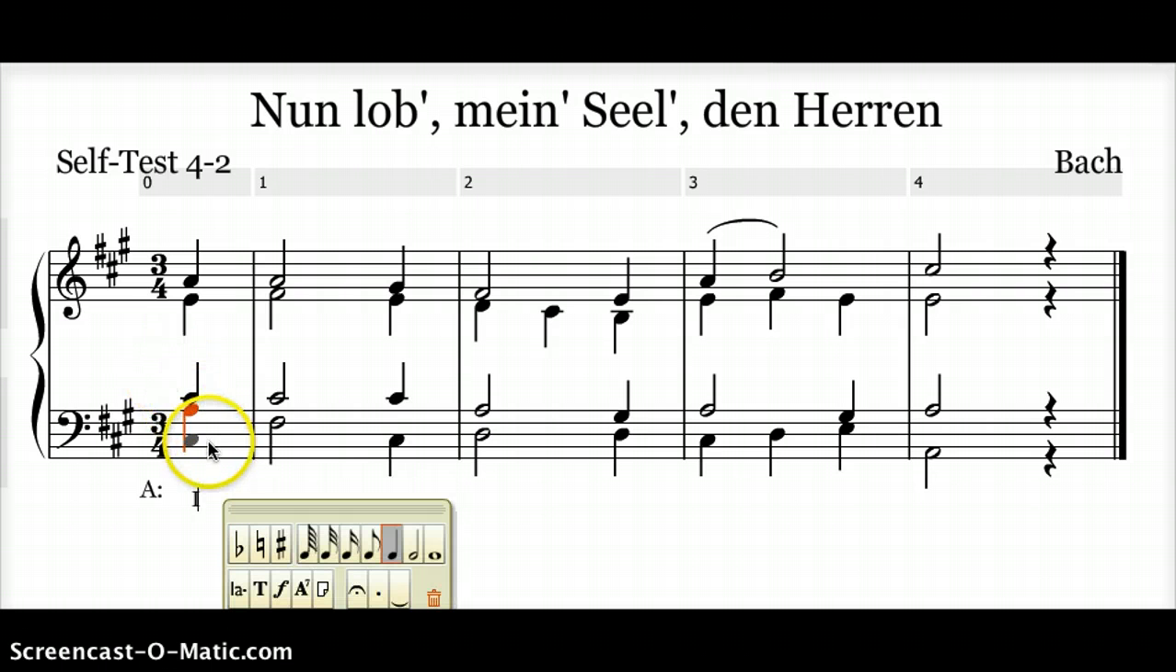Just like that. Double check your work about the quality. We have an A, C sharp, E. That is a major chord, so there's our Roman numeral. Let's take a look at the next chord.